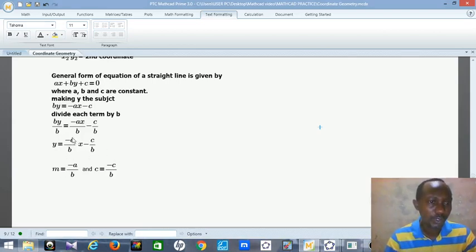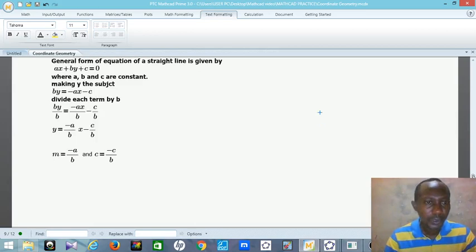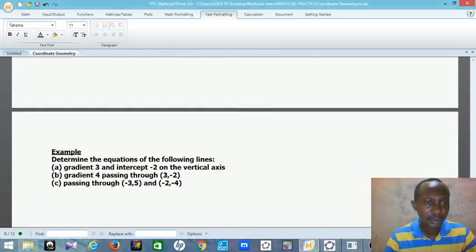If it's gradient they want you to find, when you make y the subject, replace the coefficient of x as m. So that will be the gradient. Then replace the constant term here by c. That will give you the y-intercept. So before we move, let's solve this example.